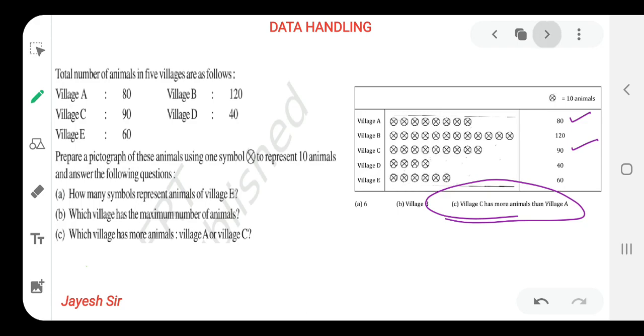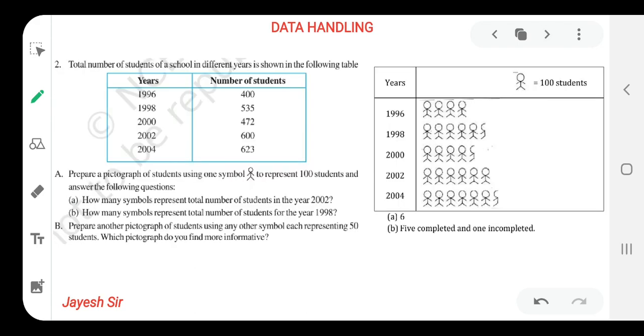So let's begin with the second slide, and let's see what we are going to do over here. The total number of students of a school in different years is shown in the following table. Years 1996, 1998, 2000, 2002, 2004. The number of students in 1996 was 400, and then 535, 430, 472, 600, 620. This was the number of students in the school.